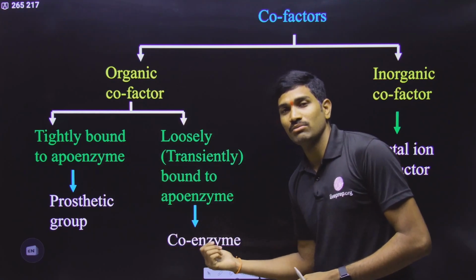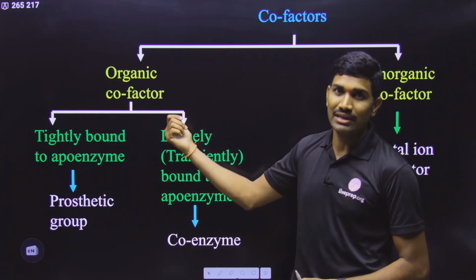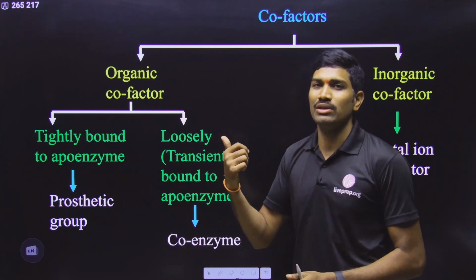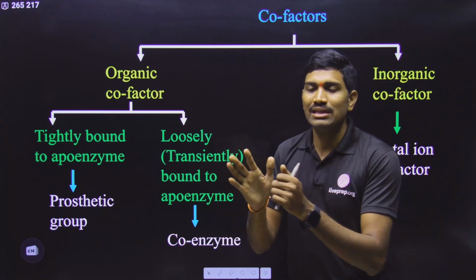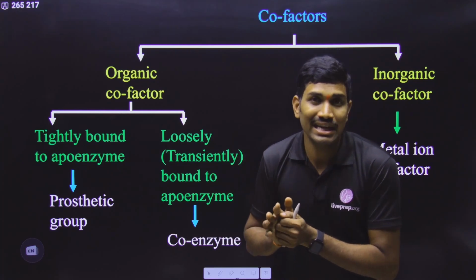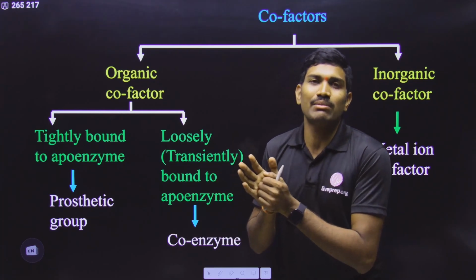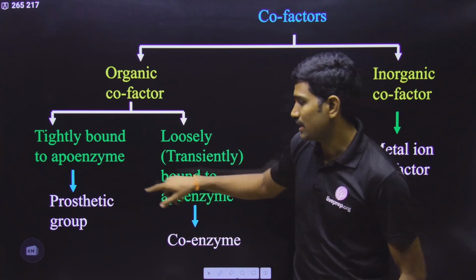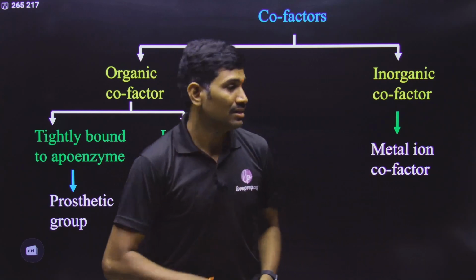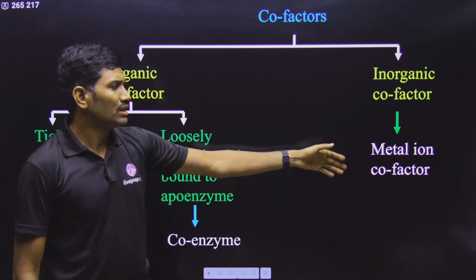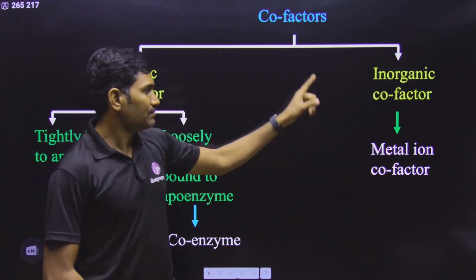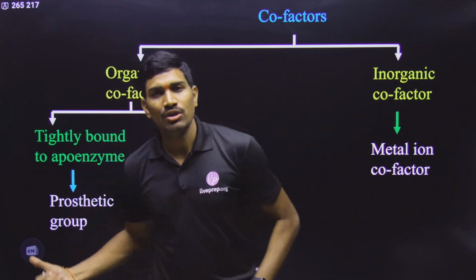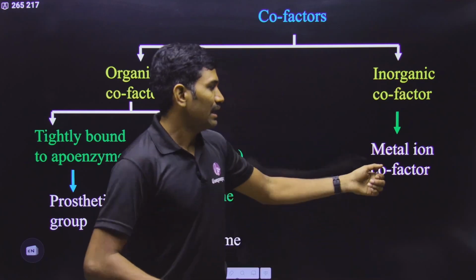But the coenzyme, the organic cofactor, is loosely, temporarily or transiently attached to the apoenzyme. It will come only when there is a requirement for a reaction, perform the reaction, and then go away. That's why they are loosely attached, but the prosthetic group is tightly attached. Metal ions can also come and go, but they come under inorganic cofactors. In this way, cofactors are of three types: prosthetic groups, coenzymes, and metal ion cofactors.